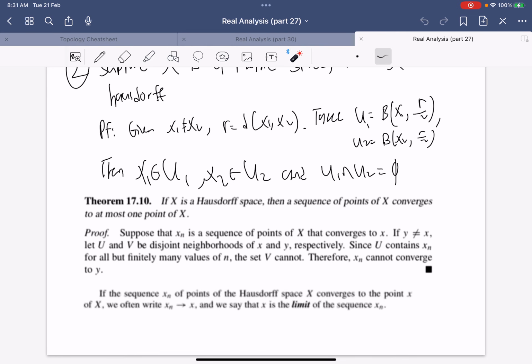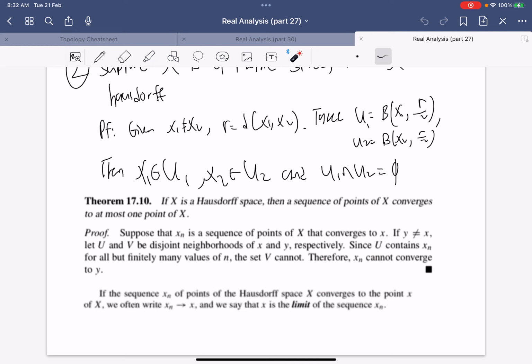And then we now shall prove that in a Hausdorff space, a sequence can converge to at most one point. So suppose that a sequence converges to X. If Y does not equal X, then you can form disjoint neighborhoods U and V of X and Y respectively. And since U contains xn for all but finitely many values, V cannot. And so Y cannot be a limit.